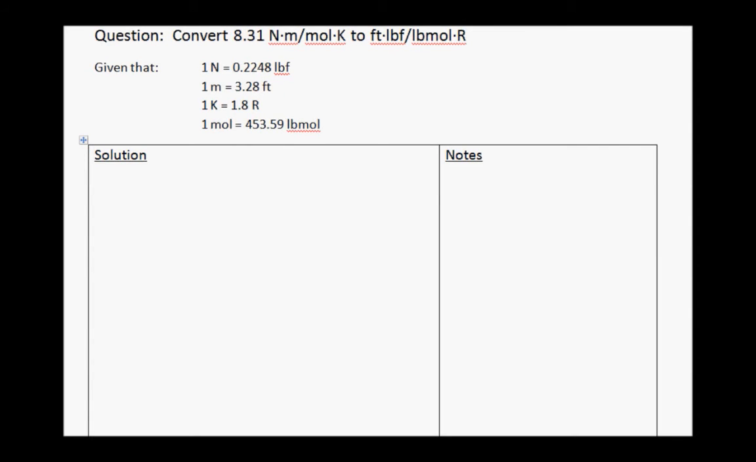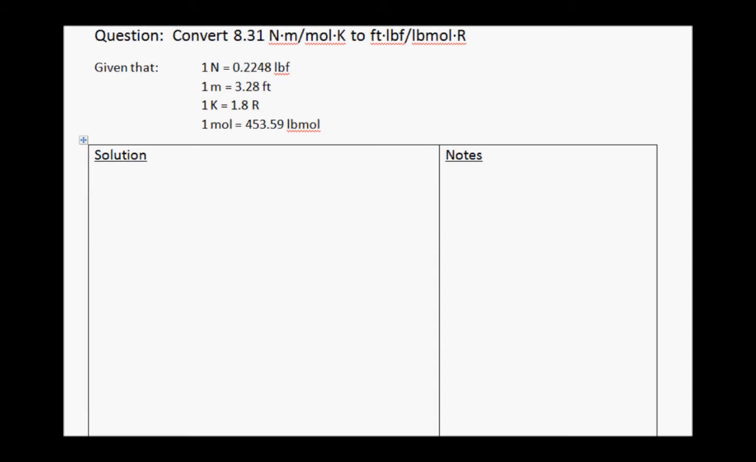This example involves converting between two compound units that are both made up of several other units. The question is, convert 8.31 Newton meters per mole Kelvin to foot-pounds force per pound mole Rankine. This question is based on the units used to measure the ideal gas constant, so it is actually based on a real-life example, believe it or not.